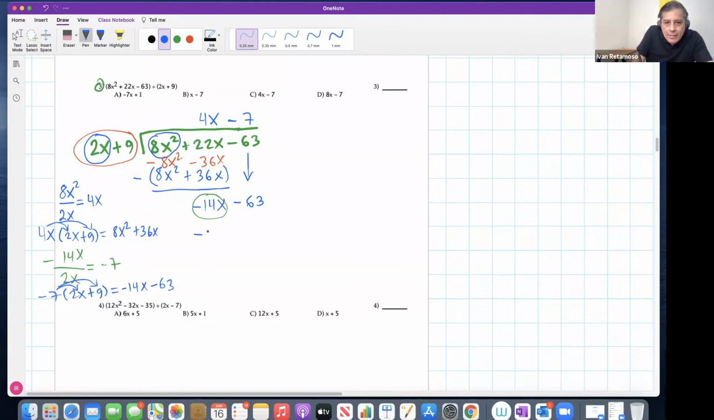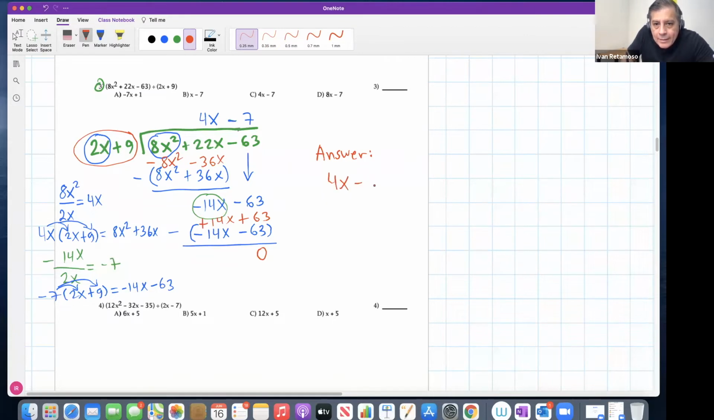Professor, I got the same. Good. If we got the same, it's not hard to see that when you subtract these two, I help myself by distributing the sign over. This is plus 14x, this will be 0, and this is plus 63, 0. Nothing left, which means the division was exact. The answer should be just the quotient, 4x minus 7. That's it.